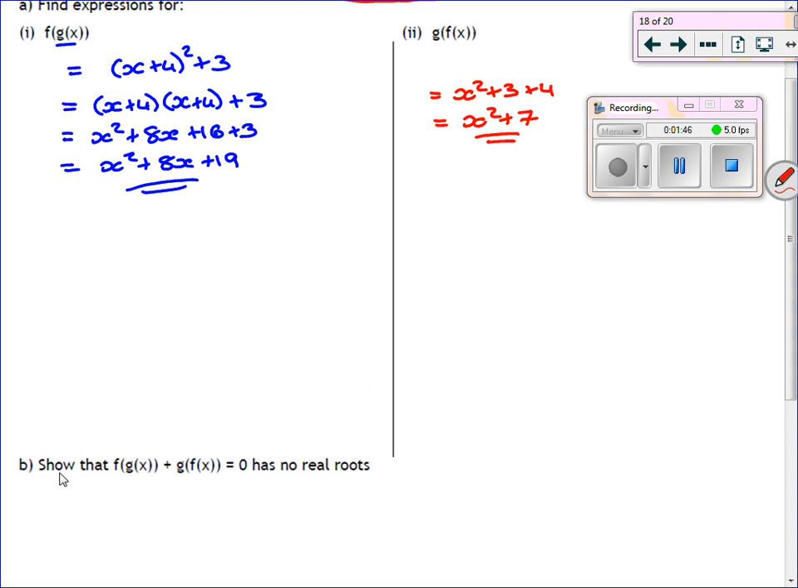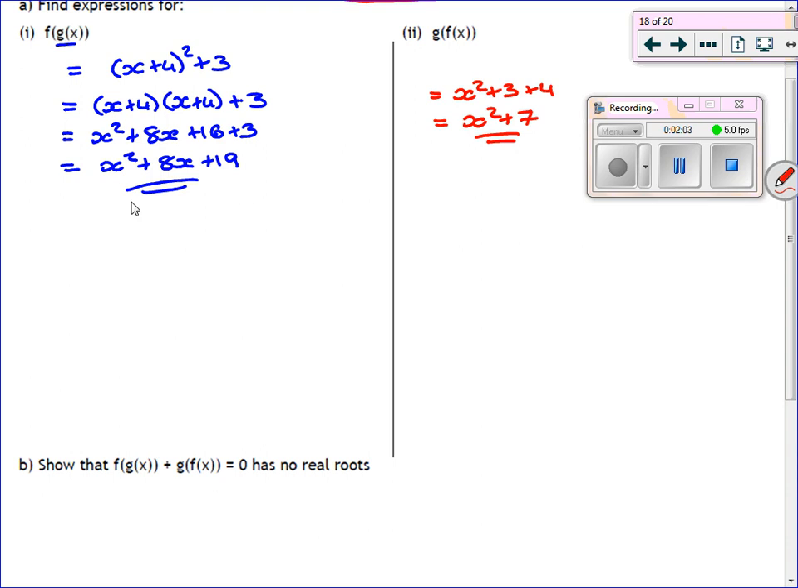In part B it says, show that f of g of x plus g of f of x equals 0 has got no real roots. So that phrase there, no real roots, should be familiar to you from National 5 quadratics. We'll deal with that in a second.